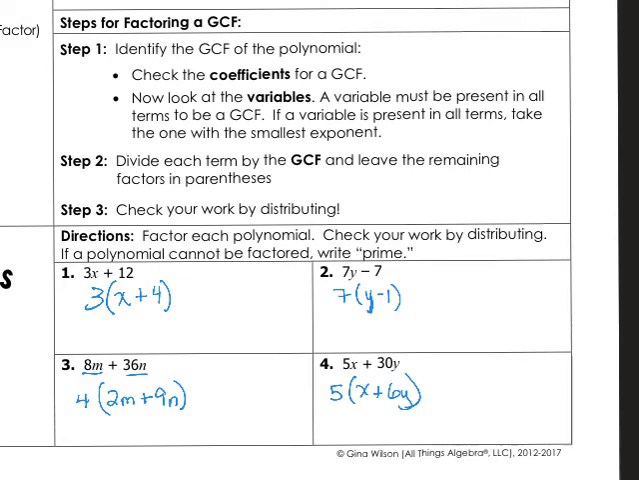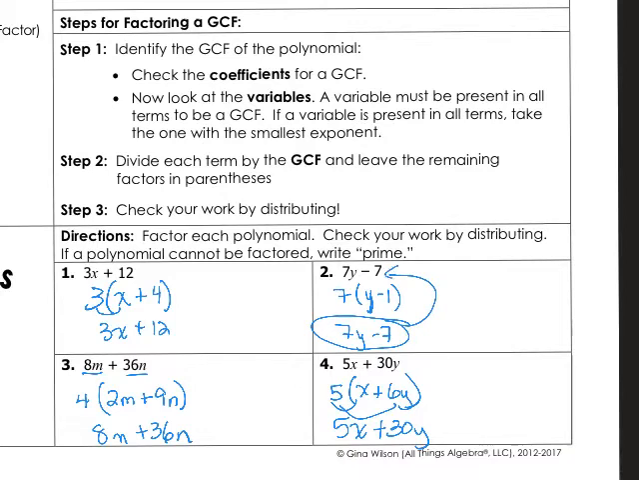And again, we can always check our work by redistributing. 3x plus 12, 7y minus 7, 8m plus 36n, 5x plus 30y. And as long as what I'm getting here matches what I started with, I know that what I got for factoring was correct.